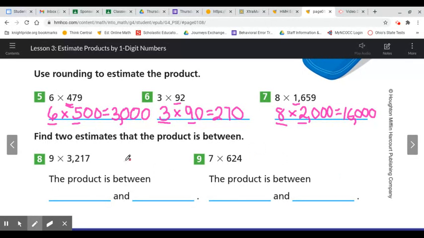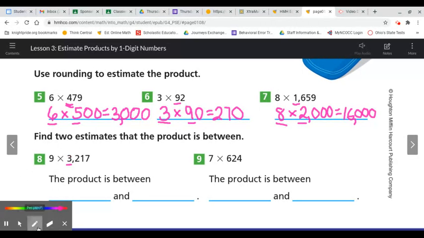Okay? For questions 8 and 9, you are going to find 2 estimates that the product is between. That means you have to round the number 2 different ways. Okay? For number 8, 9 times 3,217, if we look at our thousands place here, we have a 3. We know that this 3,217 could be rounded to 3,000, or it could be rounded to 4,000.